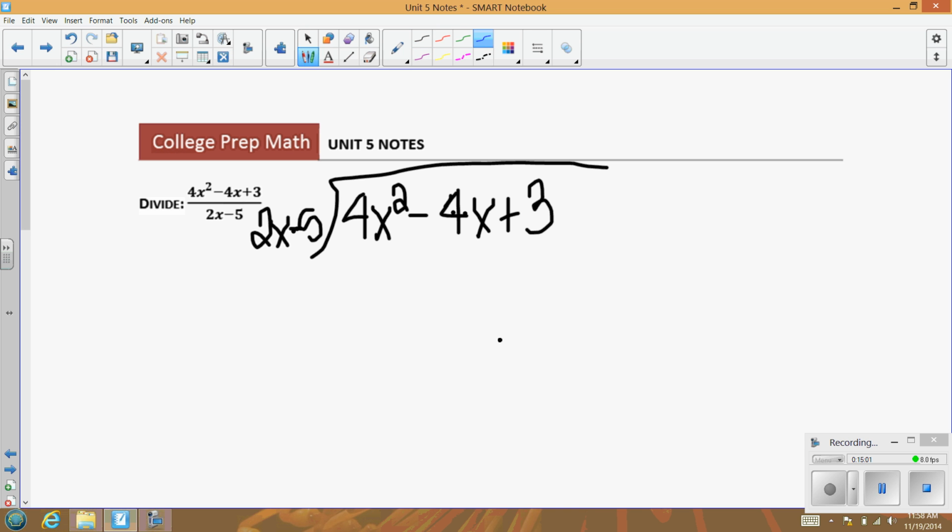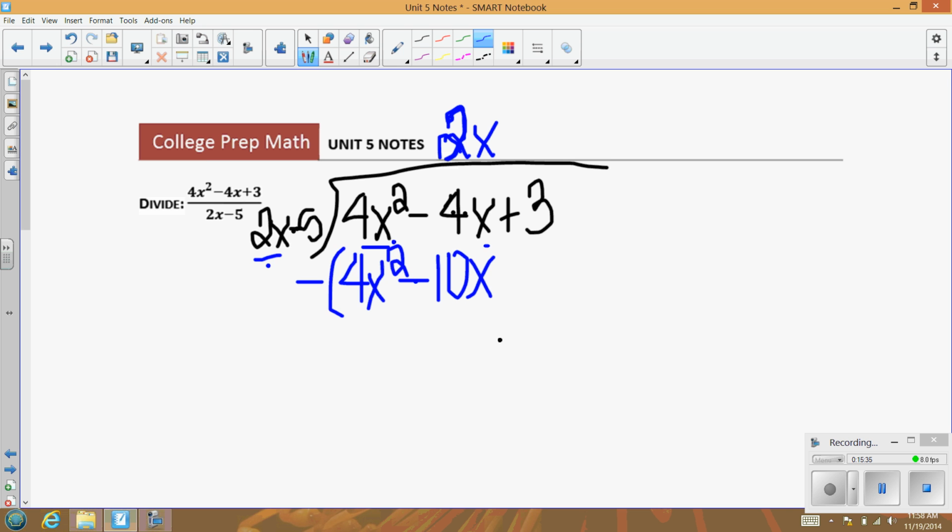So remember, we're always comparing just the first terms. And since I have two terms over on the left, that means I'm going to start up here in the middle. So I'm asking myself, how many times does 2x go into 4x squared? Well, the answer would be 2 times x. So I'm putting it in the middle because I have two terms on the left, or what I'm dividing by. So I do 2x times 2x is going to give me 4x squared. 2x times minus 5 is going to give me minus 10x.